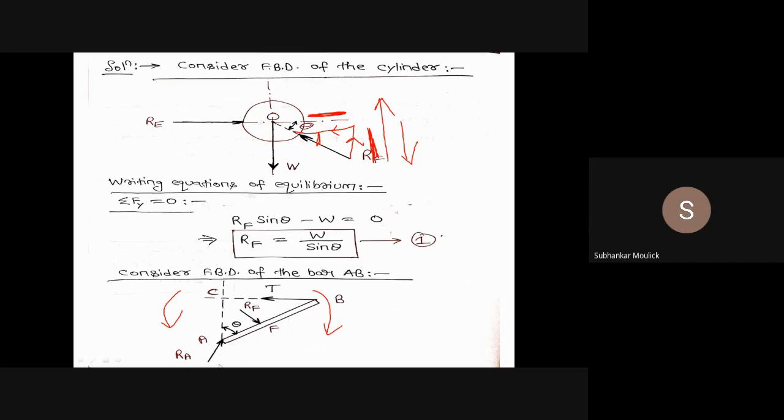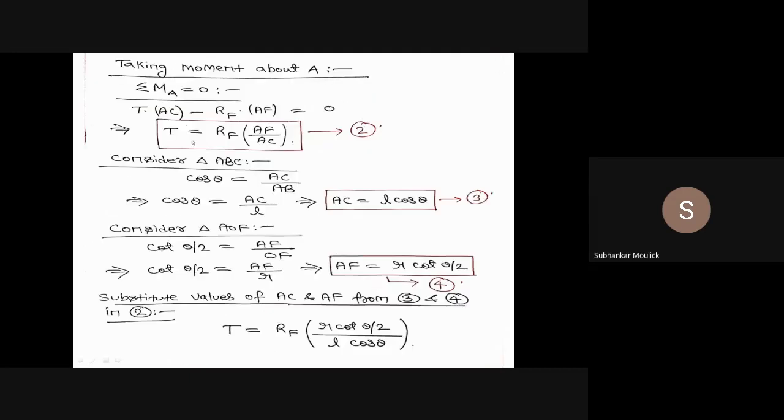Now there is one more force, that is RA, which is passing through point A. Will I take the moment? No, sir. We will not take the moment because there is no perpendicular distance for the force RA, which is passing through point A. That means my final equation becomes T into AC minus RF into AF is equal to 0, or we can write T is equal to RF into AF by AC, equation number 2.